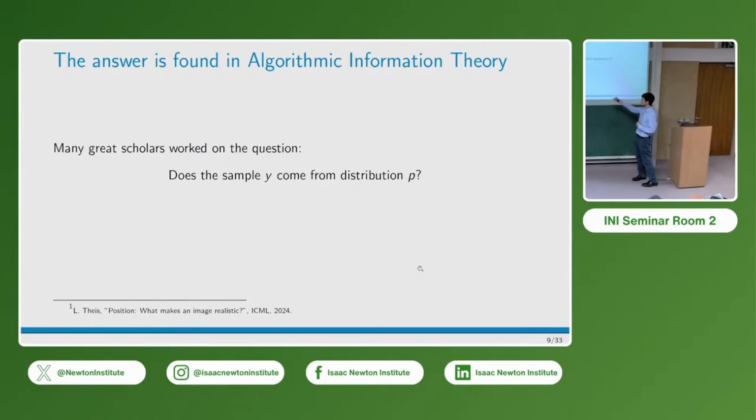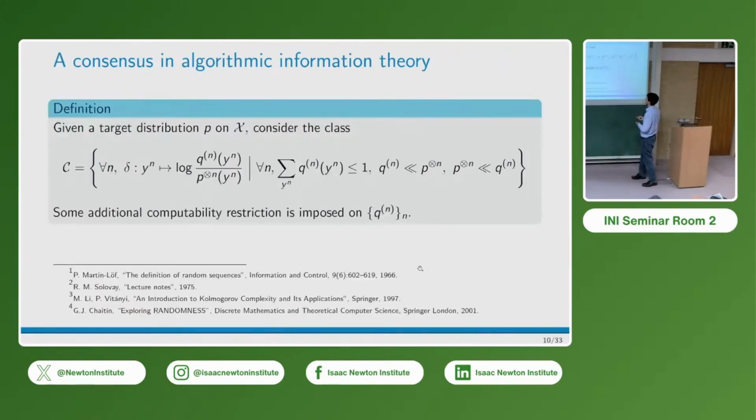This remark was found by Lucas Theis from Google, who noticed that the question, does a sample Y come from a target distribution P, has been extensively studied. So the answer to what realism actually is, or how to formalize it, is found in algorithmic information theory. There is a consensus, meaning that different scholars found essentially equivalent definitions, and they are all equivalent to this one. Let's go over this slowly.